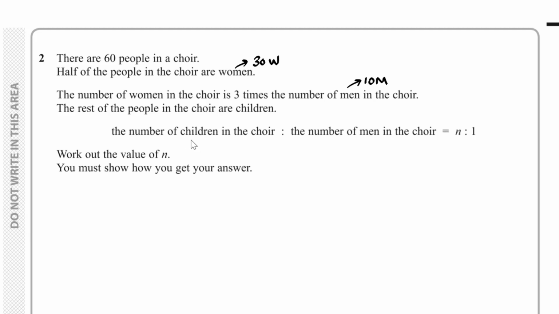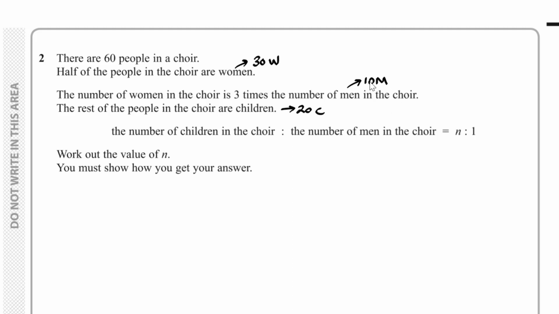And the number of children in the choir to the number of men in the choir is in the ratio n to 1. We have to find the value of n. You must show how you get your answer. Well, if 30 women are in the choir and there's 60 people altogether, that means there's 30 people who are children and men. And we know of those 30, 10 are men, so therefore 20 are children.